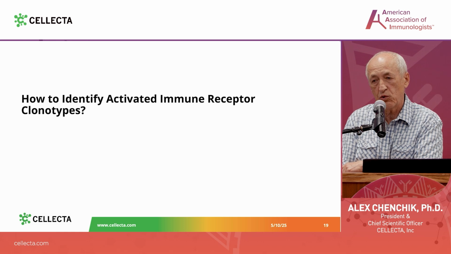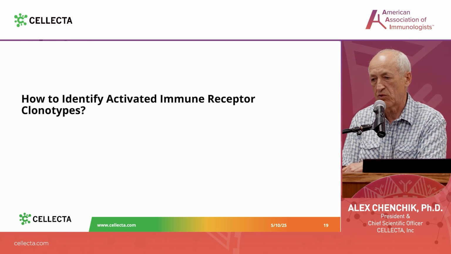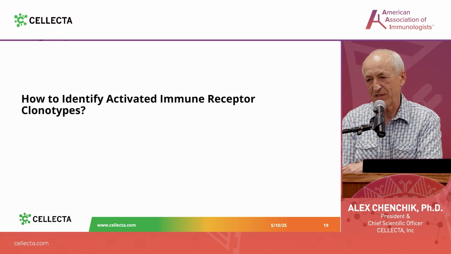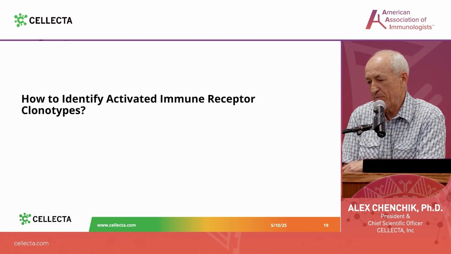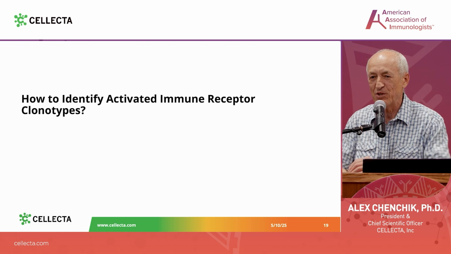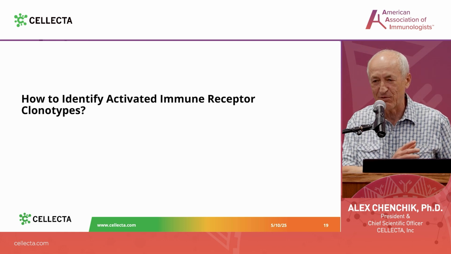Second question, okay, you do quantitative analysis of different immune receptor clonotypes. The question is, how are you going to identify activated clonotypes? The simple question is, okay, you identify 100,000 clonotypes. What are you going to do with 100,000 clonotypes? Nothing, really. You're probably interested in the most interesting clonotypes, for example, clonotypes which are activated.